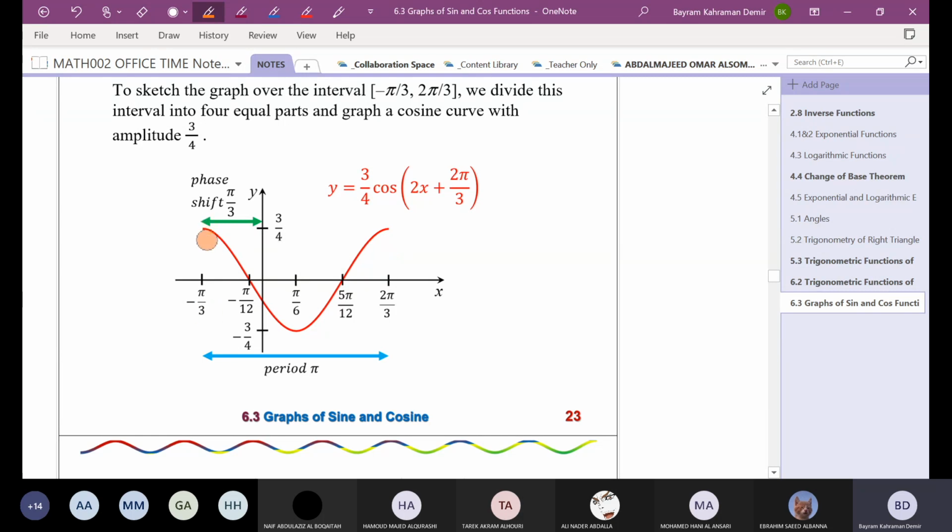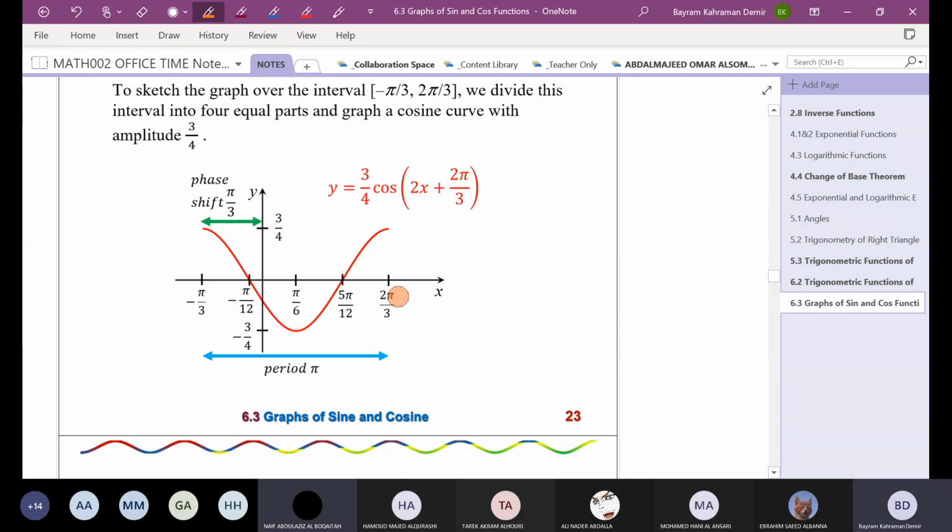The first number, we already know, is negative pi over 3. How about the last number? How did I find the last number? 2 pi over 3. We added the period to the shift. The period is pi, so the distance is pi. If you know the first number, how do you find the last number? You need to add pi. Negative pi over 3 plus pi is 2 pi over 3, of course.